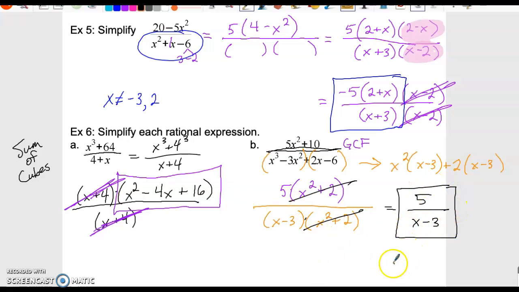And since I mentioned it before, I might as well mention it here as well. The only undefined value is x equals 3, because this little piece right here can never be 0. X squared is always a non-negative number, and when you add 2 to it, you always get a positive. So this can never equal 0. So that's why there's only one undefined value.